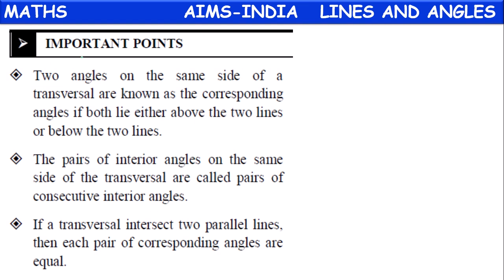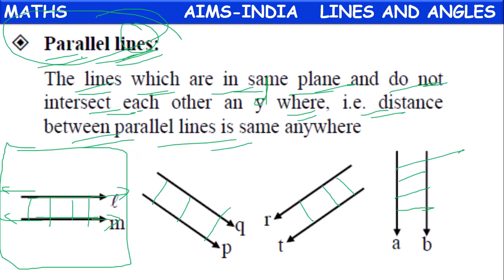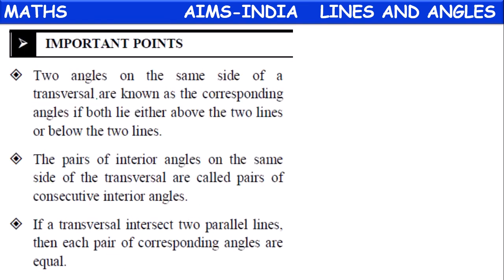Next, let's see the important points regarding these parallel lines and transversal. So two angles on the same side of the transversal are known as corresponding angles if both lie either above the two lines or below the two lines. Above the two lines, below the two lines. The two angles on the same side of the transversal are known as corresponding angles if both lie either above the two lines or below the two lines.